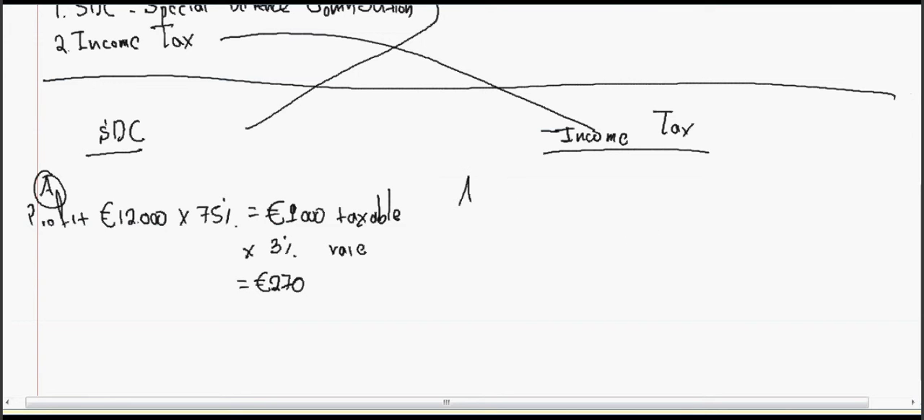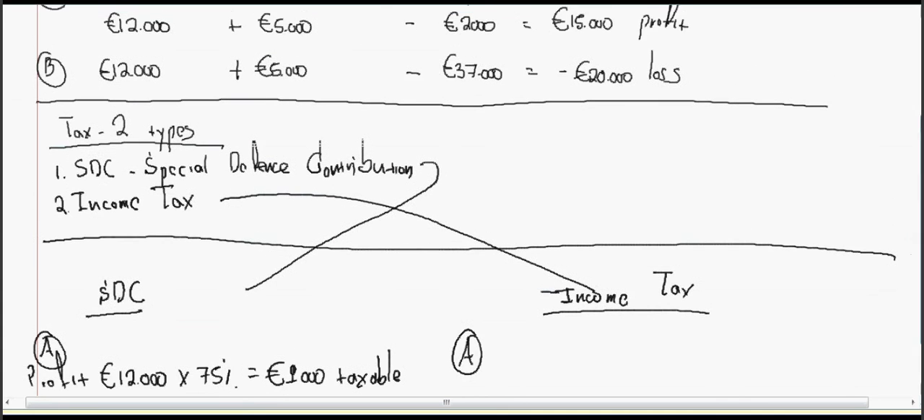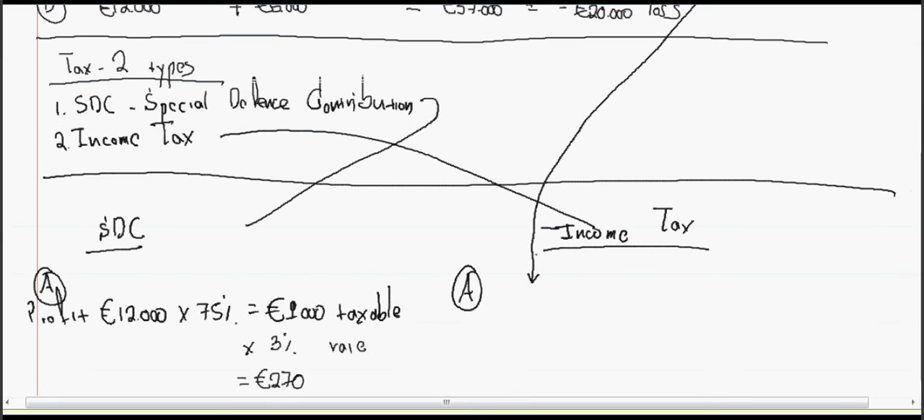We need to pay tax because the company makes a profit. And here, the rate is higher than the SDC tax. In our case, the profit is 15,000. 15,000 is the taxable profit. The tax rate for the income tax, if it's a company's corporation tax, is 12.5%. So we need to pay tax here of 1,875.